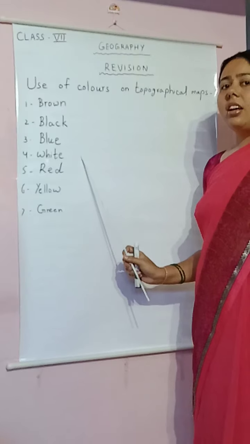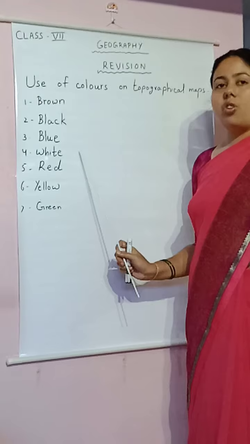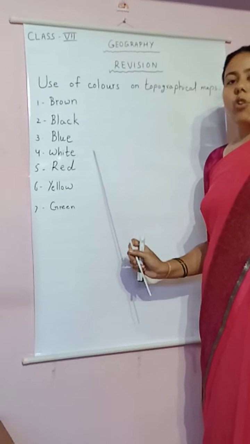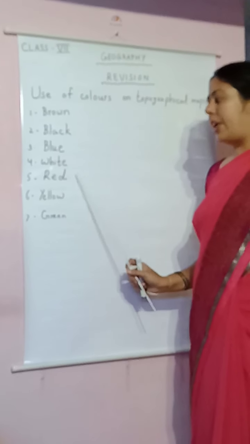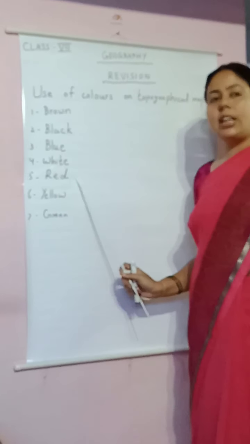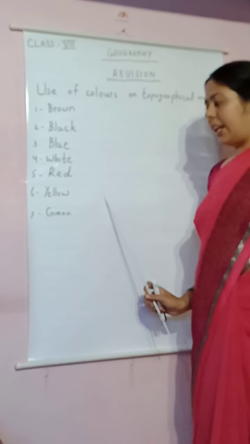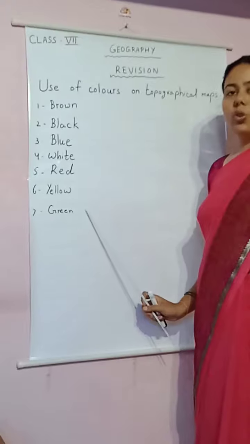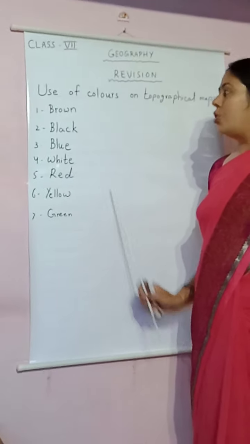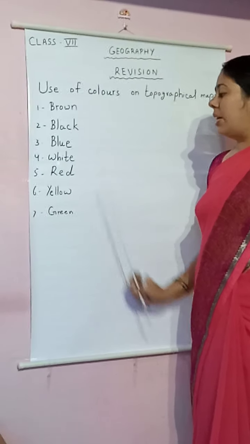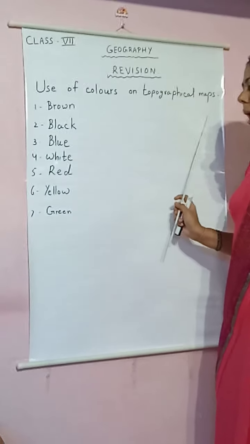Means you can say it is uncultivated land, and a land which is not useful for agriculture. In this land, the white color is used. Red color is used to show the settlement on the map. Yellow color shows the cultivated area, and green color shows the vegetation or greenery of the land. So these are some colors which are used in the reading of the topographical maps.